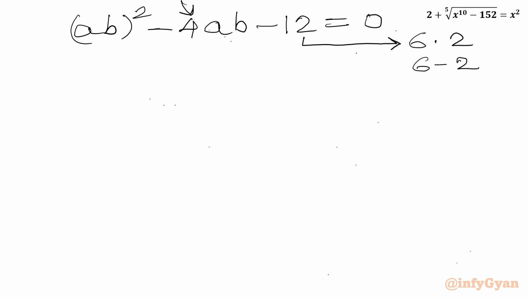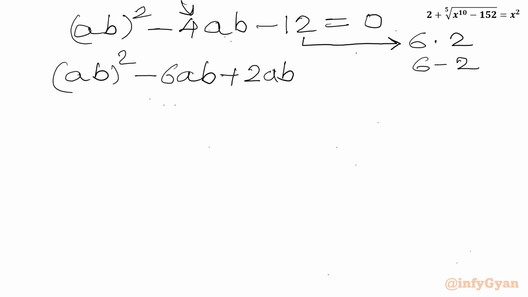So I can split minus 4AB as, I will write AB whole square as it is. Then we can write minus 6AB. Then we will write plus 2AB. So addition will give us minus 4AB and product will be minus 12 a square b square.